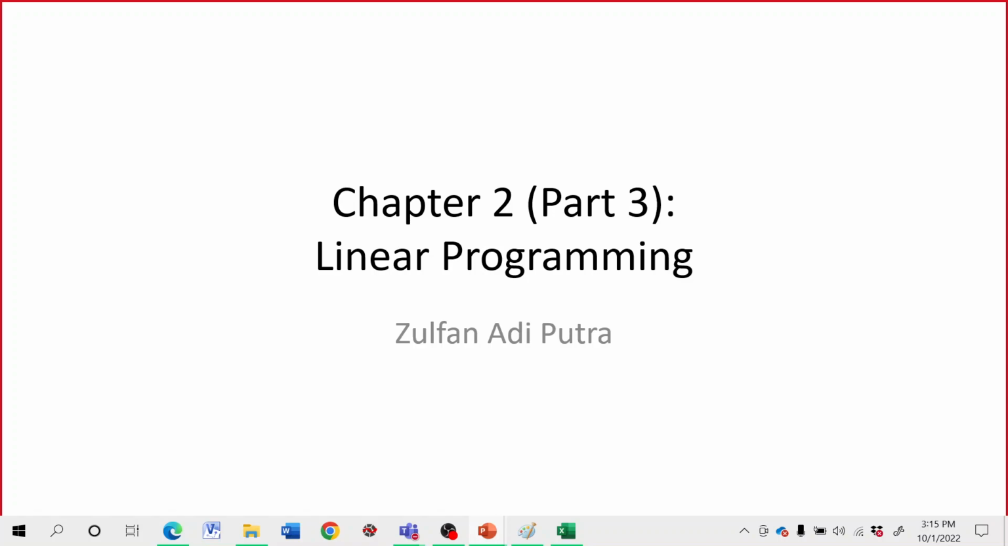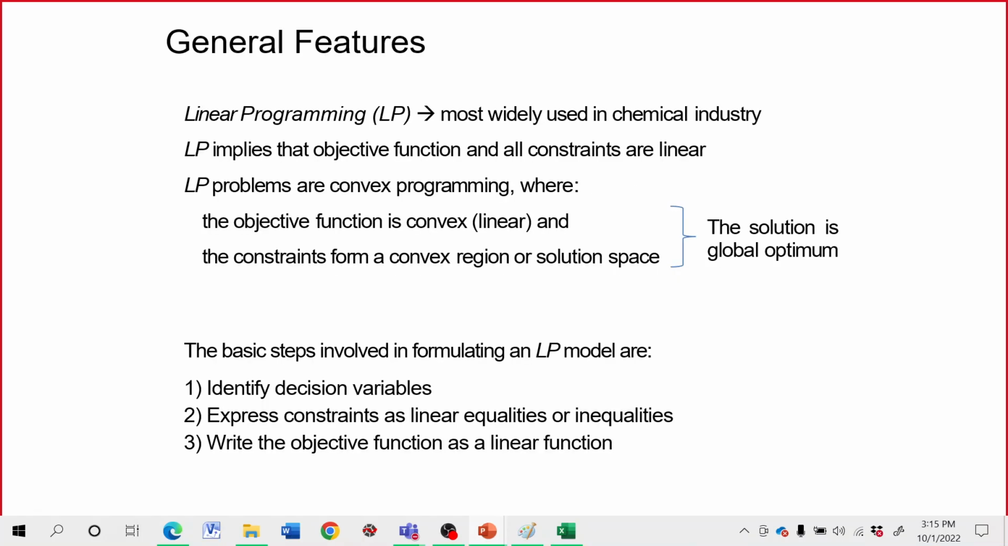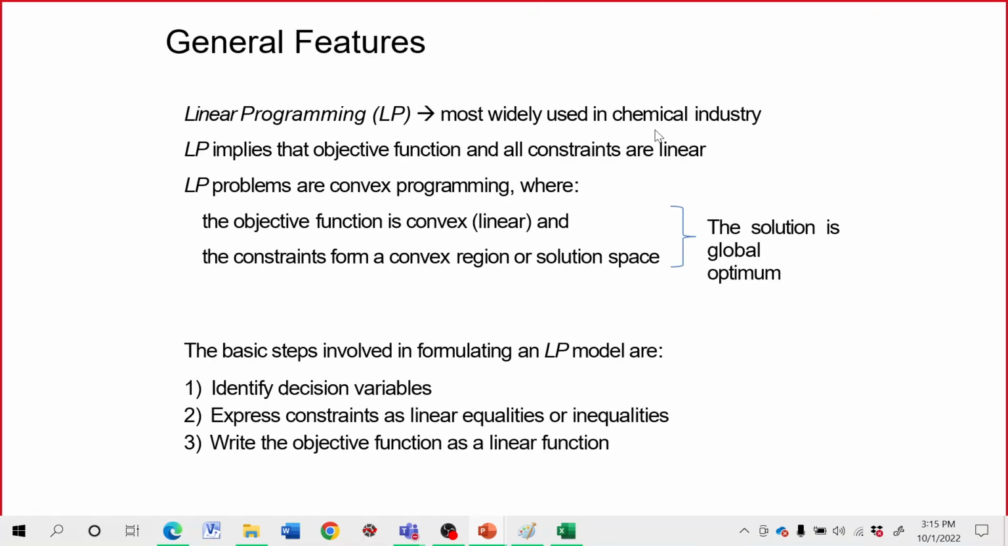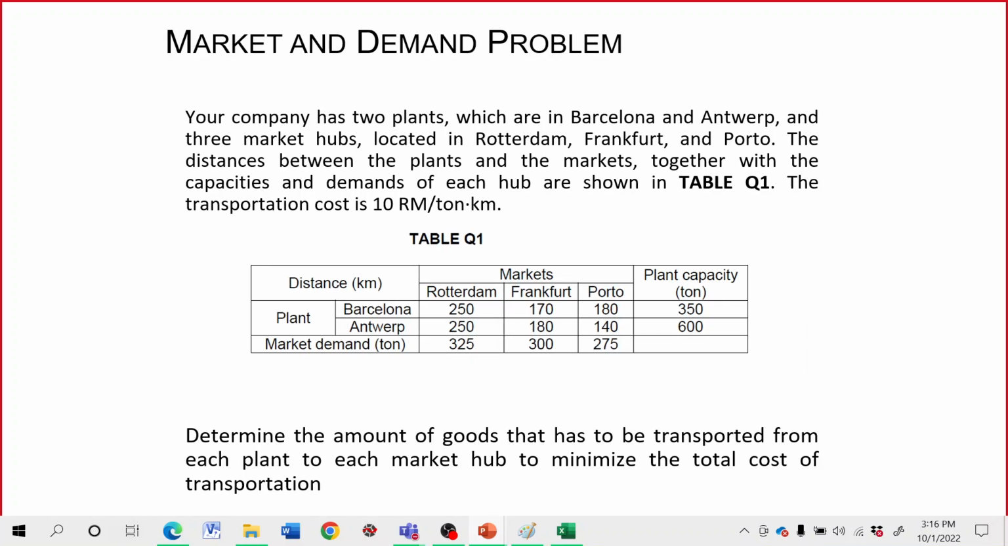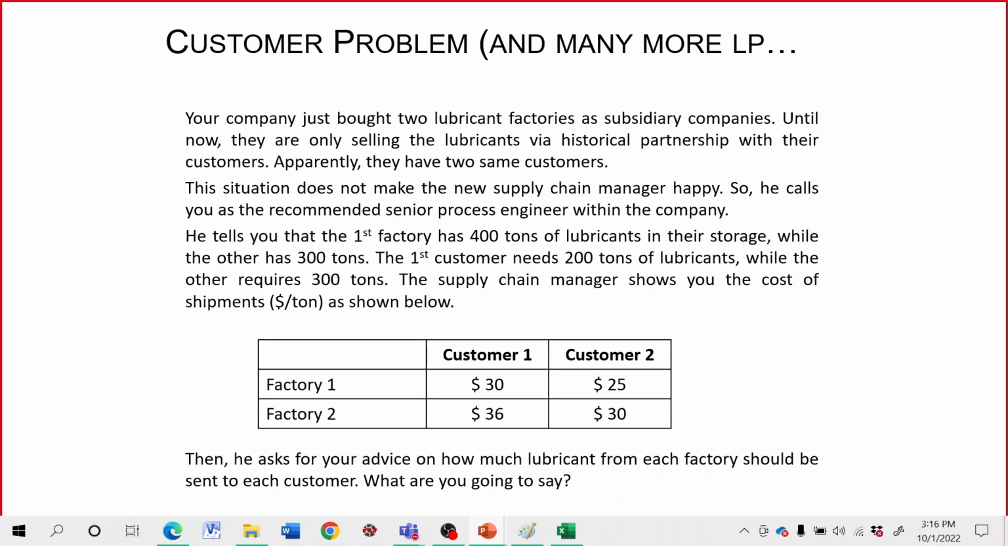So what is then linear programming or a linear problem? Because of its simplicity, linear programming is widely used in industries. We call it linear because the objective function and the constraints are all linear. Typical problems that we solve with linear programming are production planning, the one that you saw already, and supply chain optimization, which you also saw already, and another supply chain optimization. The supply chain is very big as well.